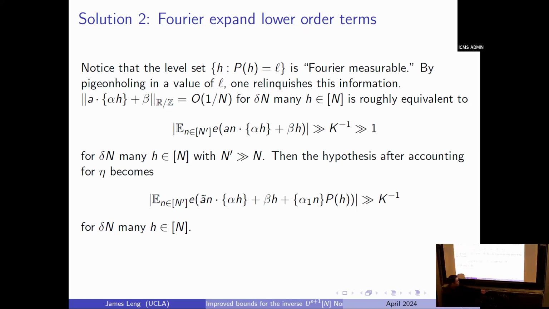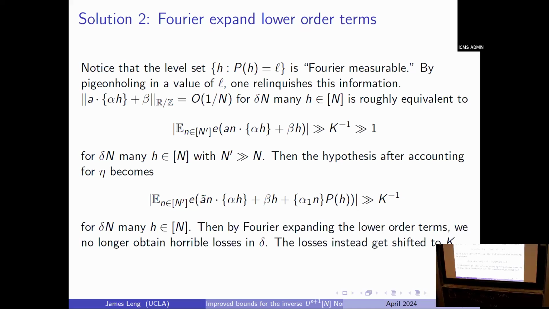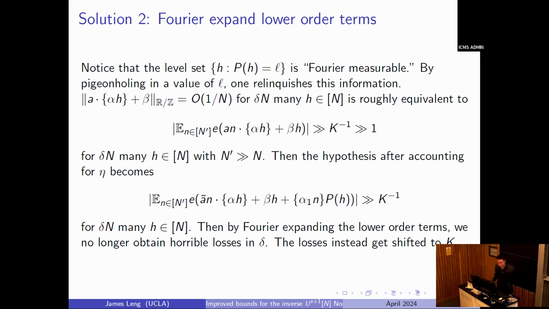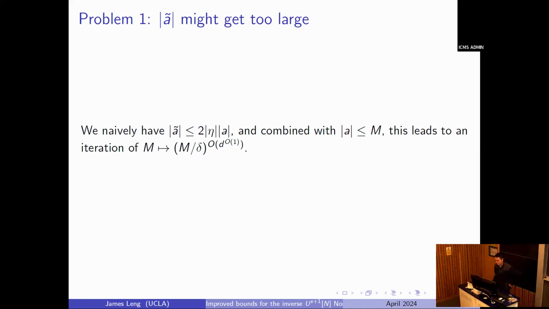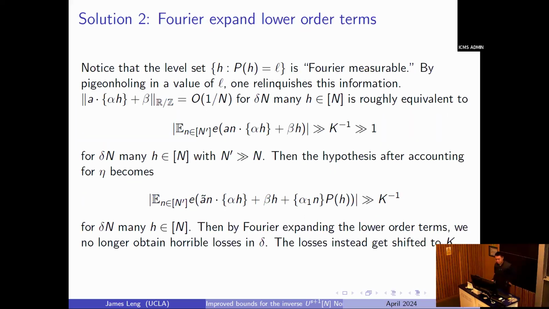But crucially, P of H is an integer. So you could replace alpha 1 n with the curly bracket of alpha 1 n. And notice that P of H, if you recall, is this thing over here, a linear combination of products of two curly brackets. And so what you could do is Fourier expand these lower terms.